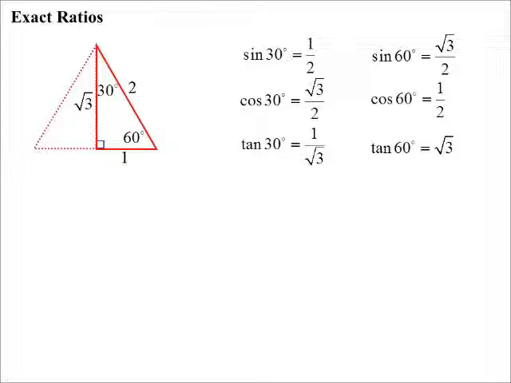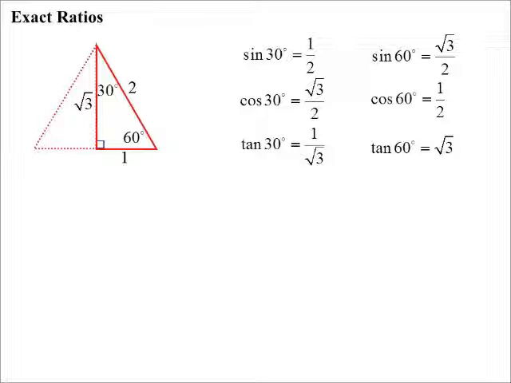And we notice something very interesting happening. The sine of 60 is the same as cos of 30. 60 and 30 add up to 90. Sine of 30 is the same as the cosine of 60. Once again, 30 and 60 add up to 90. The complementary ratios are the same.